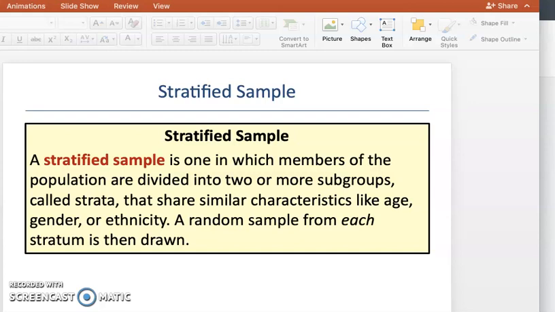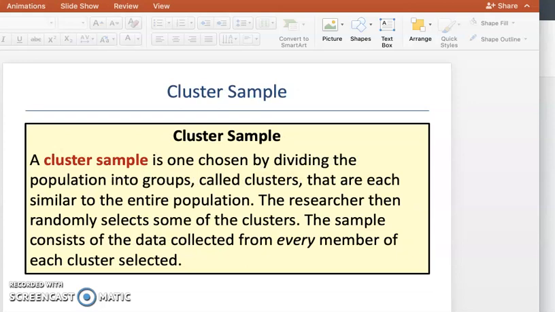sample from each strata. And not to be confused with cluster samples, one chosen by dividing your population into these different groups called clusters that are each similar to the entire population. And then the researcher picks from these clusters. So I guess the difference between a strata and a cluster, with a cluster, suppose you're taking, you divide up into different clusters of groups of people.